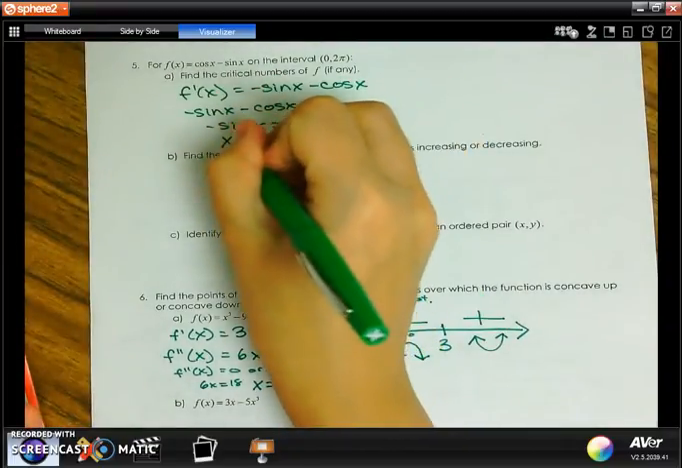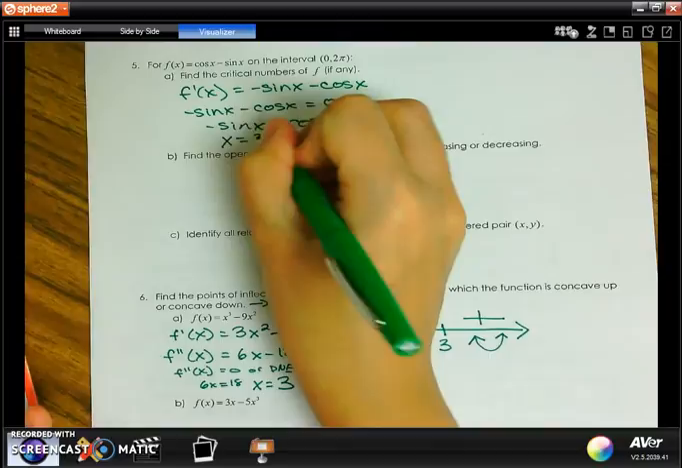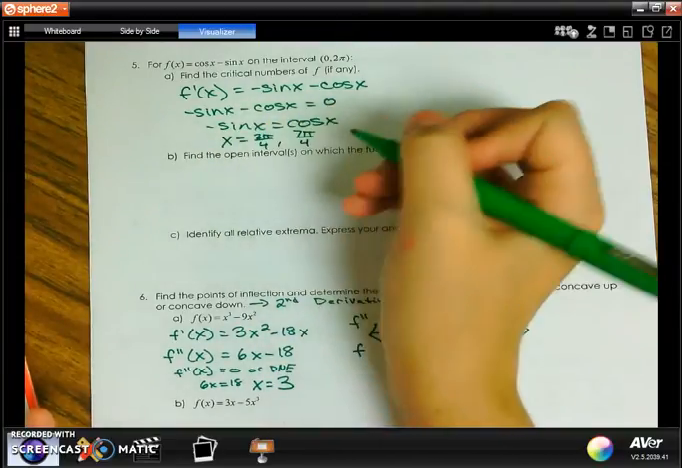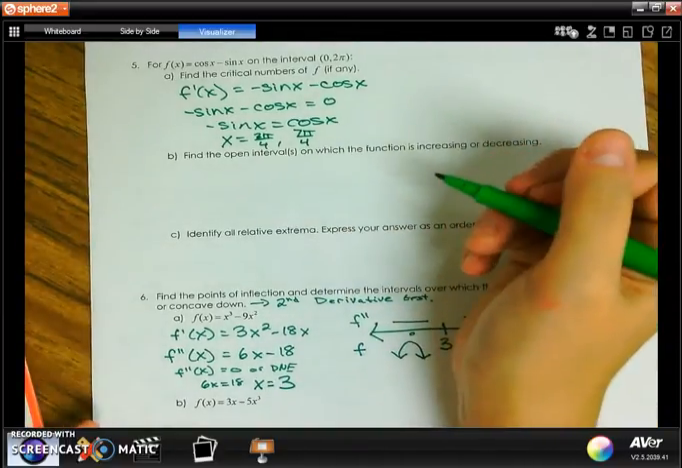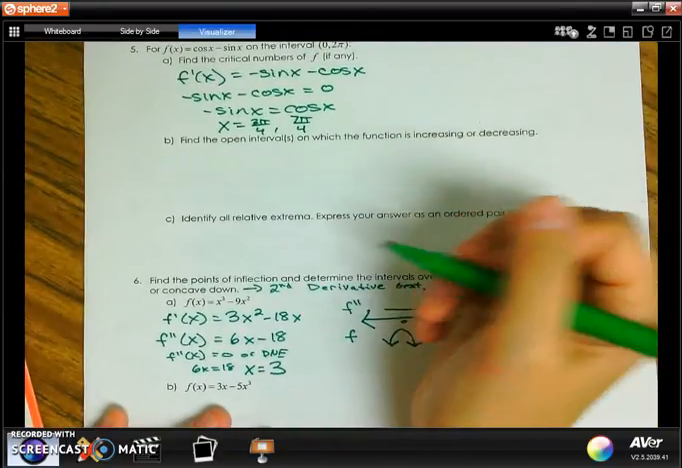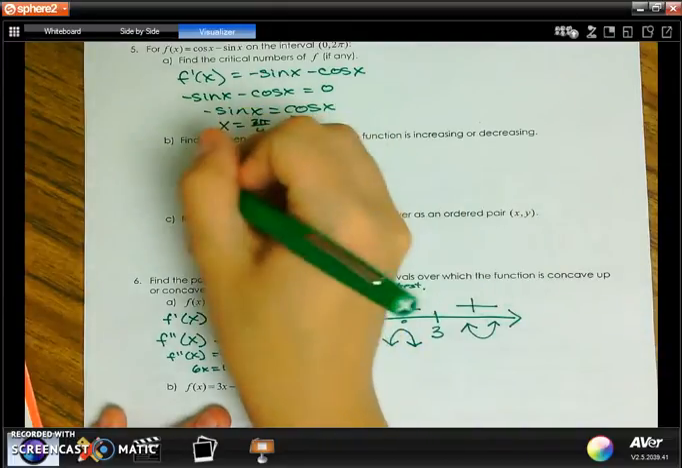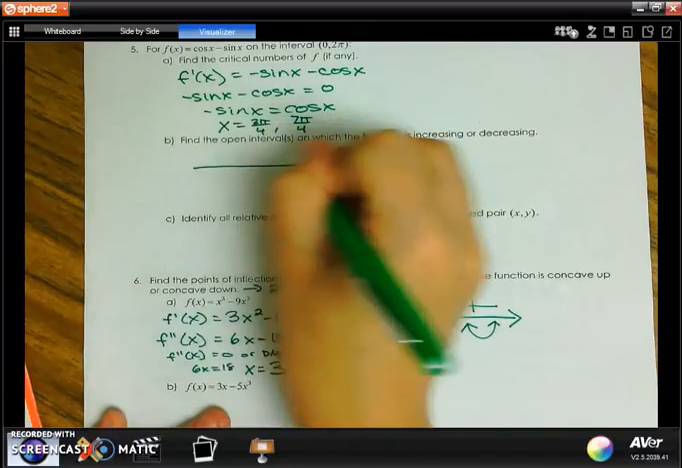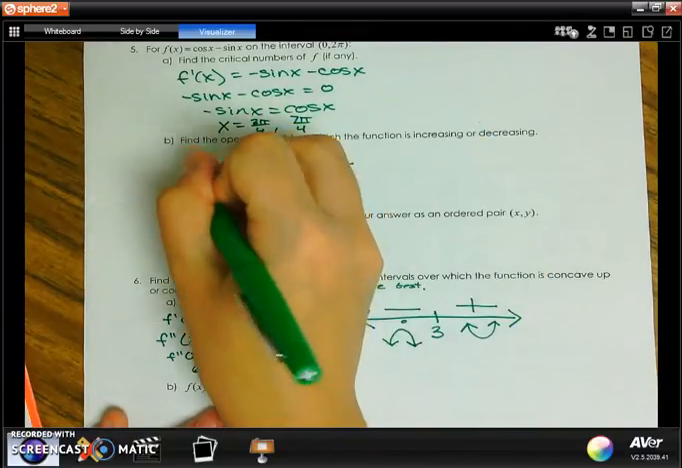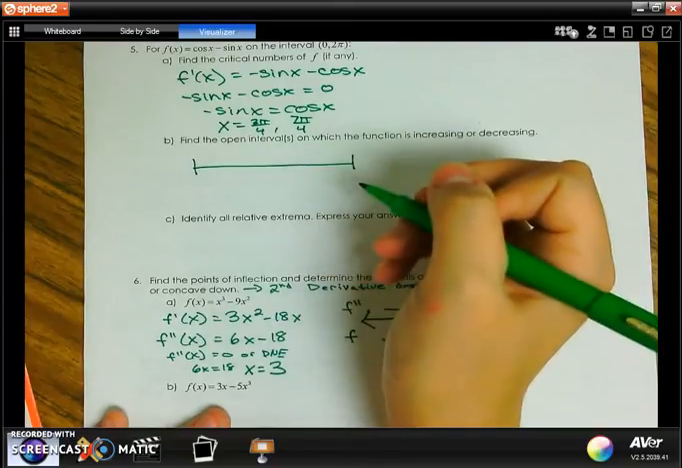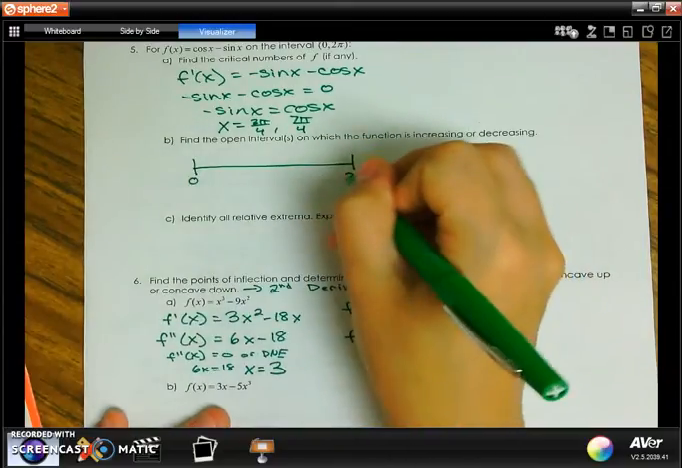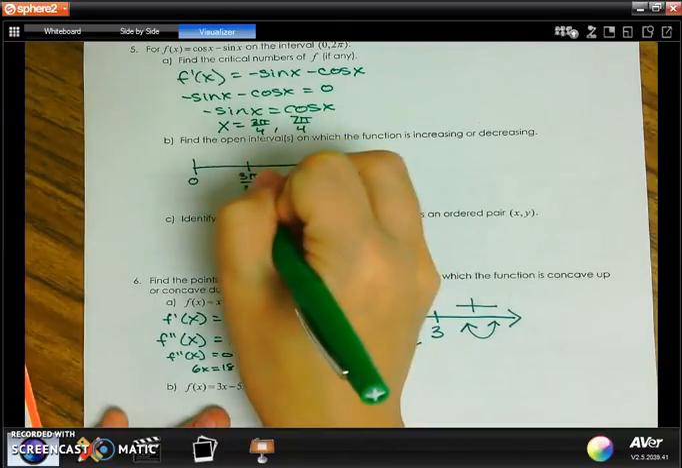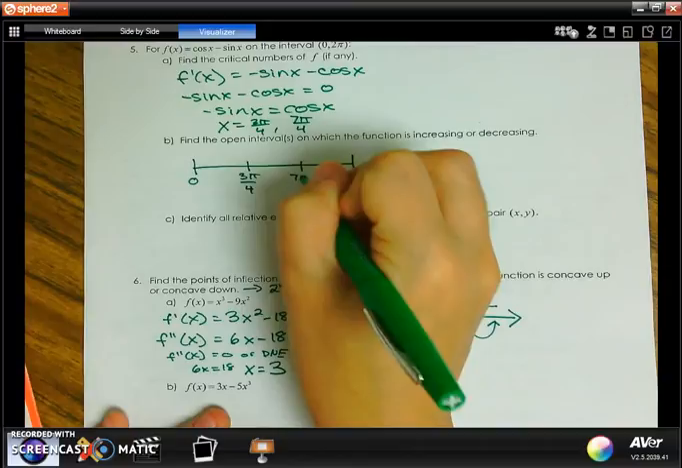So this is going to give me the x value of 3 pi over 4, and then down in quadrant 4 it was 7 pi over 4. So those are your critical values. Then to figure out where the original is increasing or decreasing, notice that it's a trig function, so I was given an interval. When I do my sign chart, instead of having arrows, I'm going to have them stopped there, going from 0 to 2 pi because that was my given interval. Then I put these critical values on there like this.